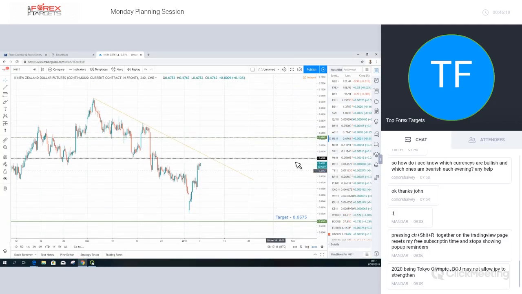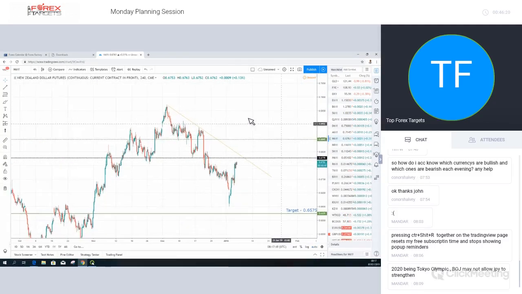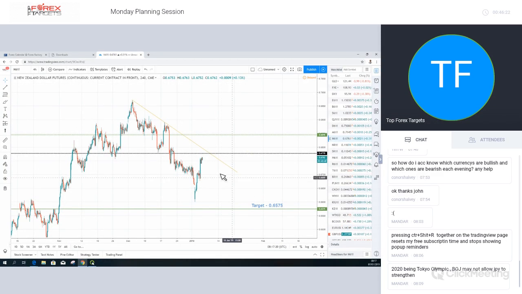New Zealand, we are actually currently still in a downtrend. As long as we're below the 0.6778, I'd be looking for further declines. And the New Zealand, along with the dollar, is looking like it could be one of the weaker currencies this week.